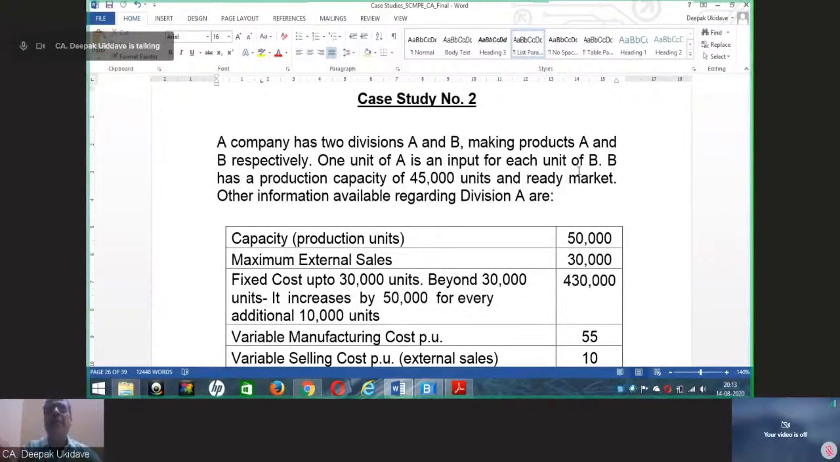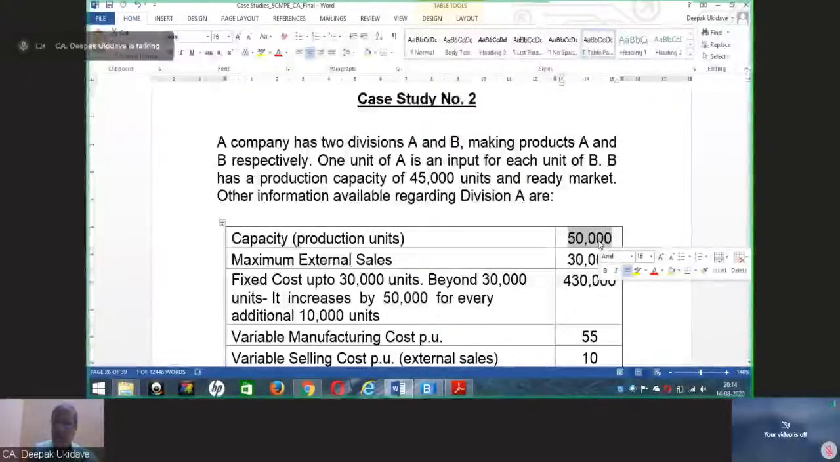And we have done that from time to time. You have seen that in the earlier case study. So be careful. B has production capacity of 45,000 units and a ready market. Other information available regarding division A is as under. Capacity in production unit is 50,000. So A's capacity is to manufacture 50,000 units. B has a production capacity of 45,000 units and ready market. So obviously B will require 45,000 components from division A.